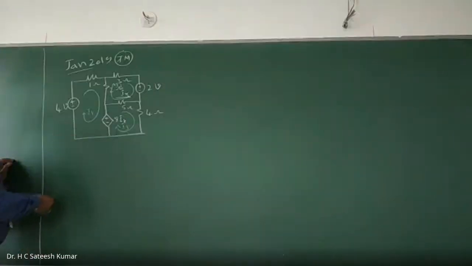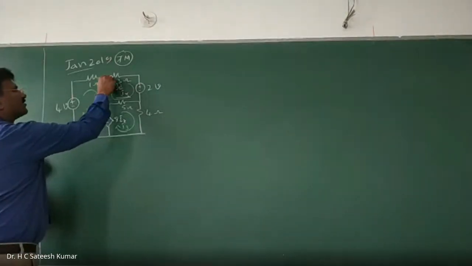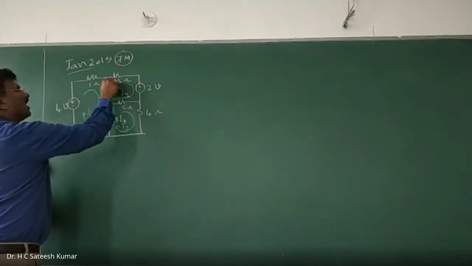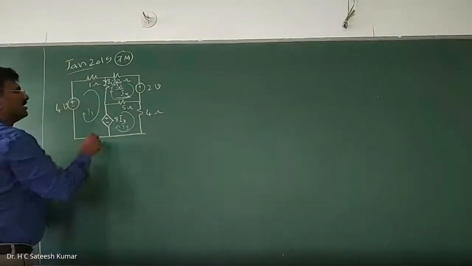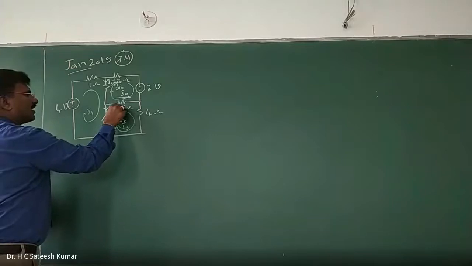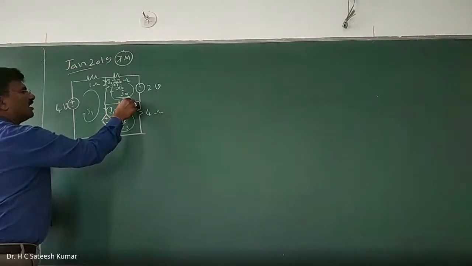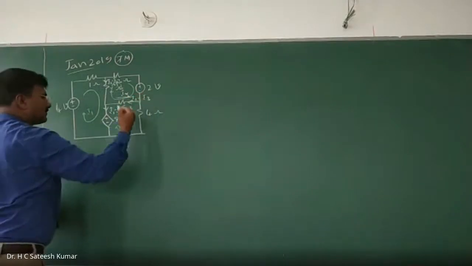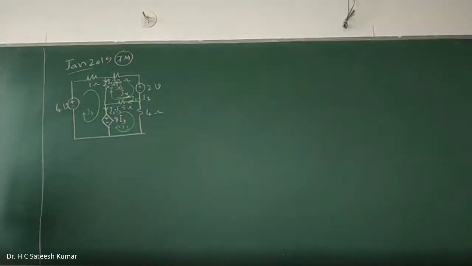As he has marked it, you can mark the branch currents. This is I1, this is I2, therefore this will be I1 minus I2. And this current will be I1 minus I3. It's not required, only a voltage source is there. And what about this one? This is I2 minus I3. Okay, like this we can mark it.